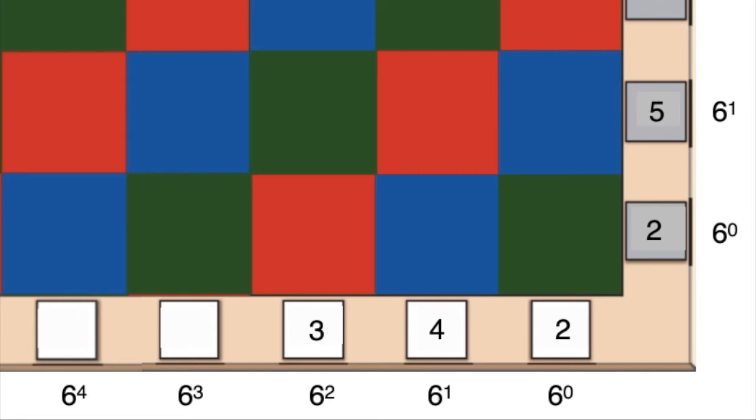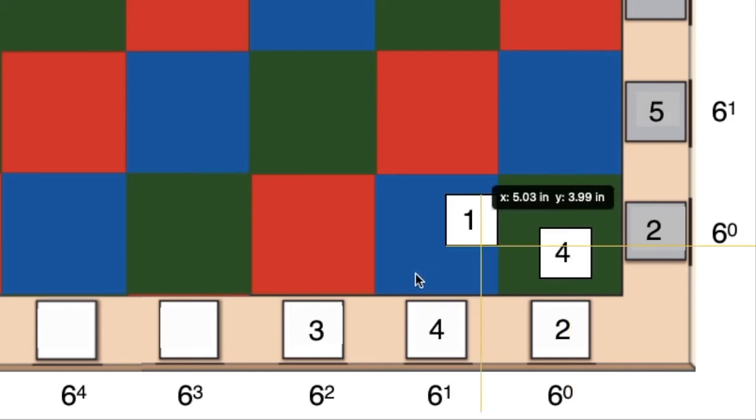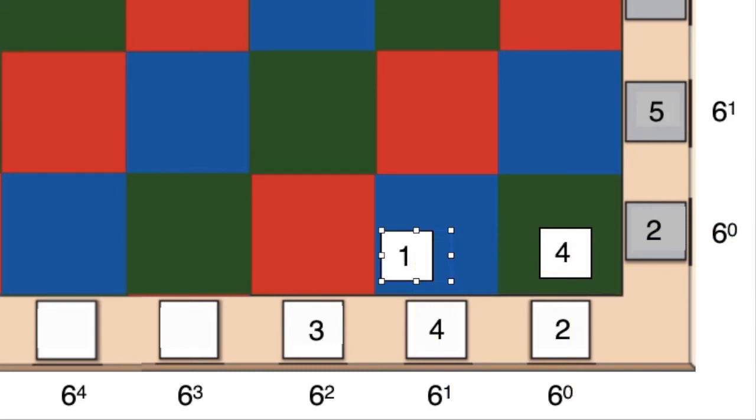We'll start here with 2 times 2, which is 4. Now we have 4 times 2, which is 8. But how do we write 8 in base 6? We write this as 1, 2, which is one group of 6, and 2 units left over. So here is what we'll do on the checkerboard.